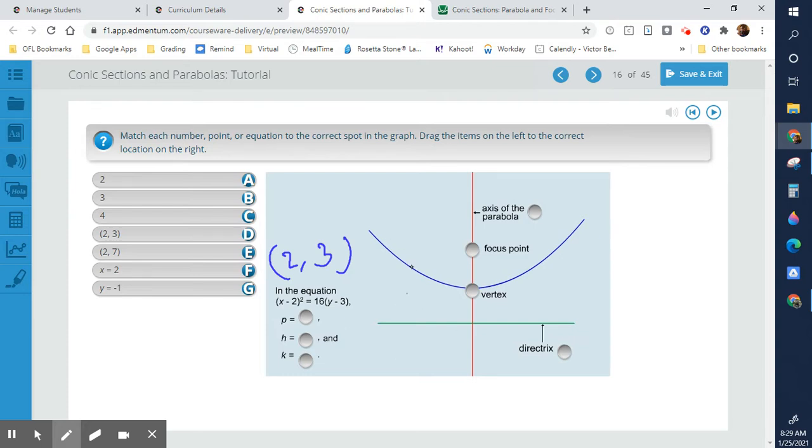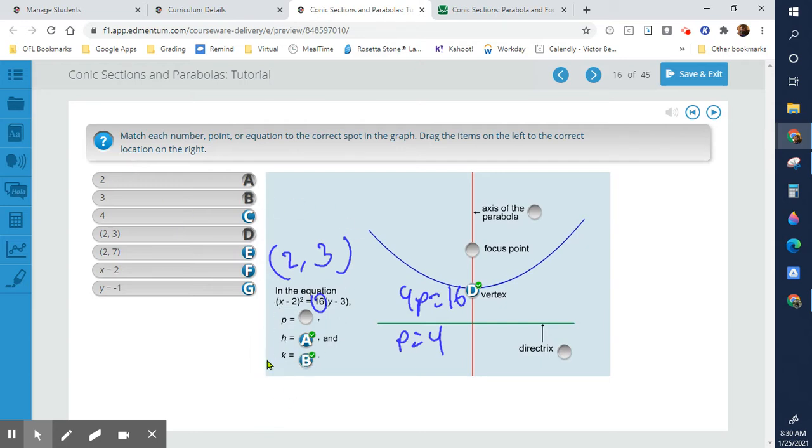Our p, so remember it's 4p. So in this case, 4p equals the 16 right here. So our p has to then be 4. So let's plug in our vertex. Our vertex would be 2, 3. So we're going to grab a 2, 3, plug it in for the vertex right there. If we're finding the h, that's the x value of the vertex. So that's going to be 2. Not x equals 2. X equals 2 is a line. So we're just going to plug in a 2. We're going to plug in our y, which in this case is a 3.